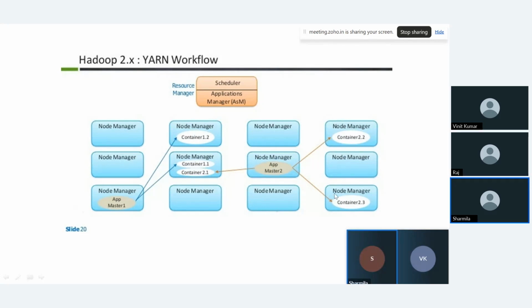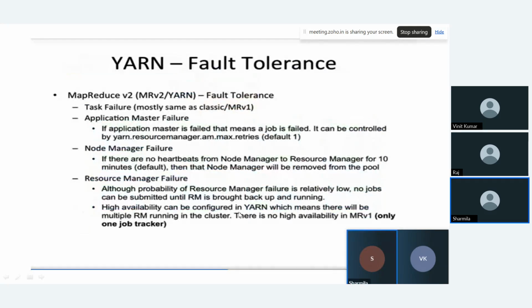Based on the number of applications that we are running, we can perform these tasks in parallel. These are some of the failures and how fault tolerance is going to work. If my task fails, that task is going to be assigned to someone else. But if anything fails at the application master level, like if my application master fails, that means the job has failed.